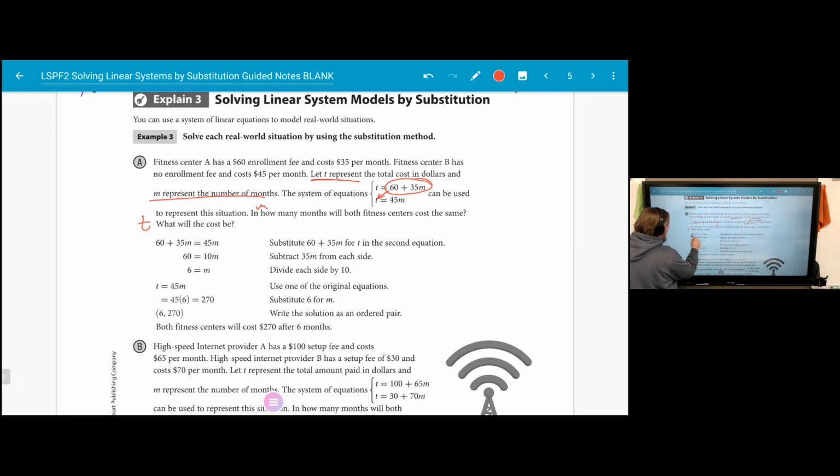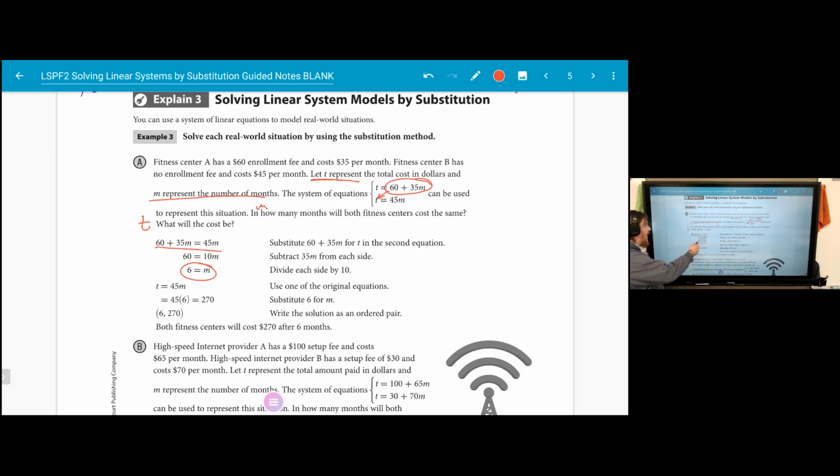If I subtract 35M from both sides, 60 equals 10M. Divide both by 10 and M equals 6, or 6 equals M. M was months. So we know in 6 months they're going to cost the same. Now we've got to figure out what that cost is going to be. And here's the thing, we just plug it into either equation. It's going to come out the same.